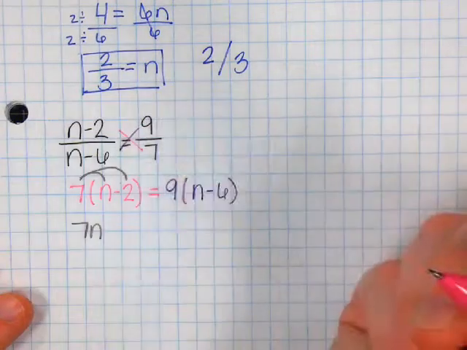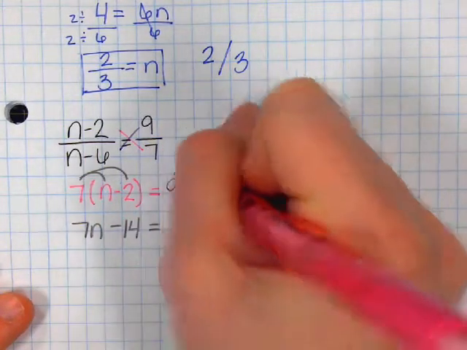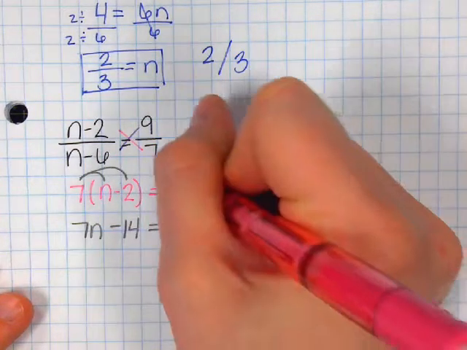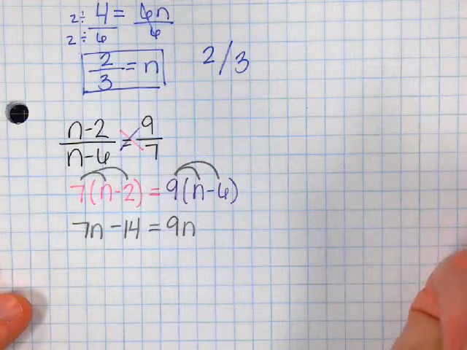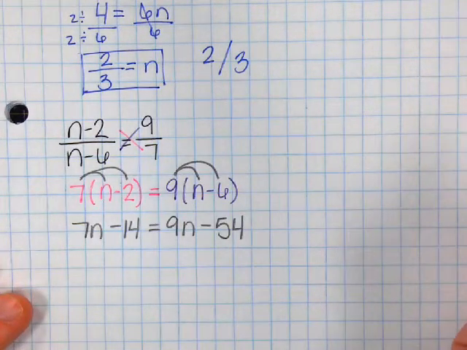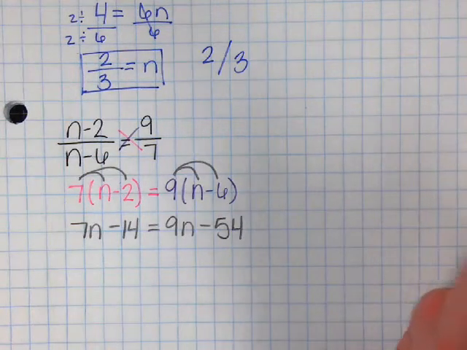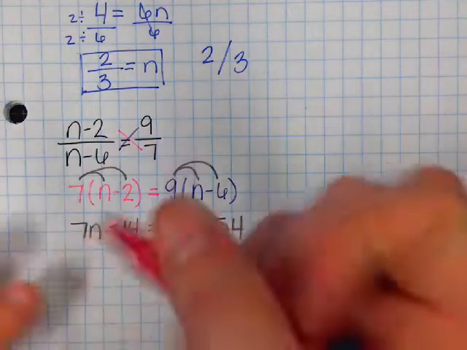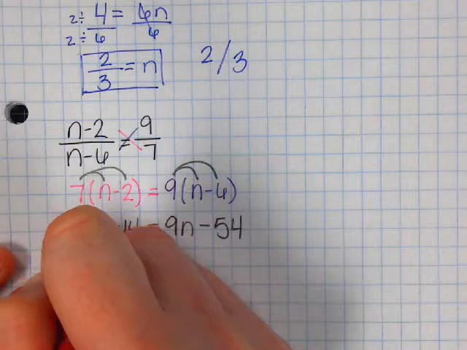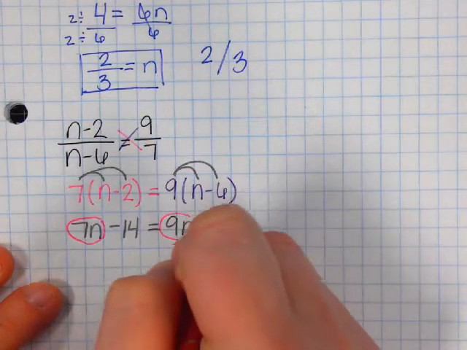7n. 7 times negative 2 is negative 14. 9 times n is 9n. 9 times negative 6 is negative 54. Okay, now I need to solve. Oops, I don't know why I'm using pink again, that's okay.